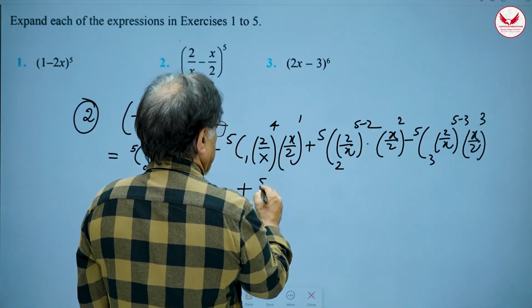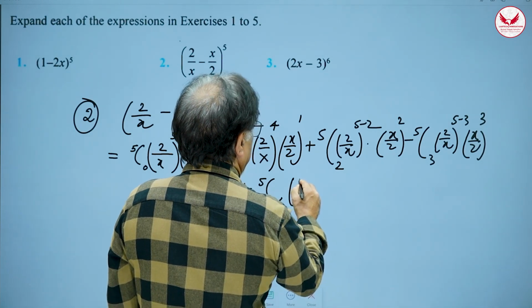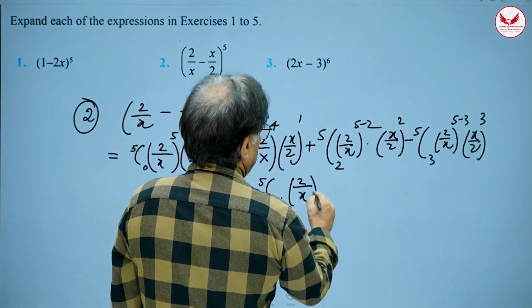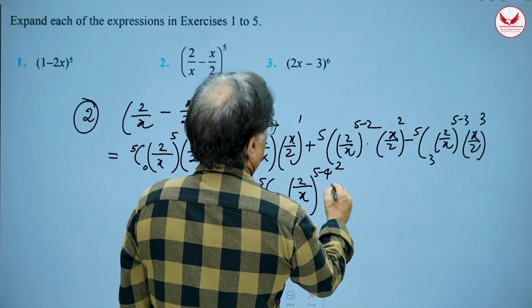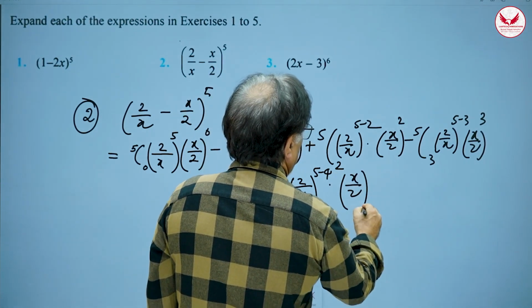Okay? Now the next term will be plus. Next term will be plus, and that will be 5c4. 5c4 will be multiplied by 2 upon x raised to 5 minus 4 multiplied by x upon 2 raised to what?